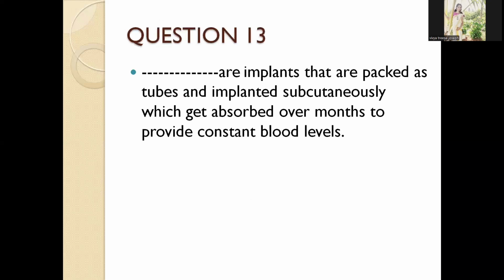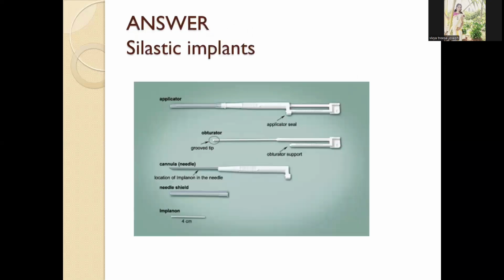So next question, dash are implants that are packed as tubes and implanted subcutaneously, which get absorbed over months to provide constant blood levels. The answer is silastic implant. Here the drug is packed in silastic tubes and implanted subcutaneously. The drug gets absorbed over months to provide constant blood levels, for example hormones and contraceptives. The empty non-biodegradable implant has to be removed. This is the picture of a silastic implant.